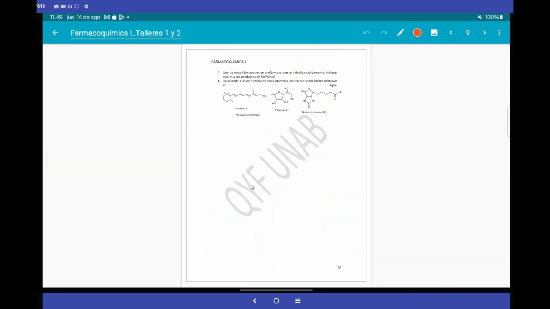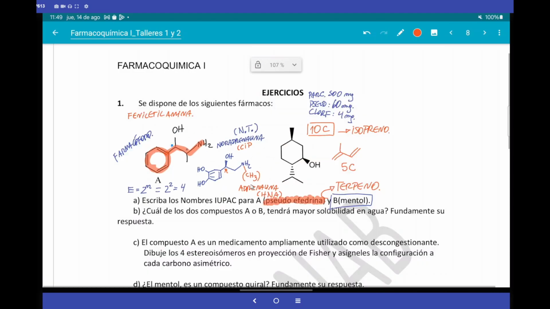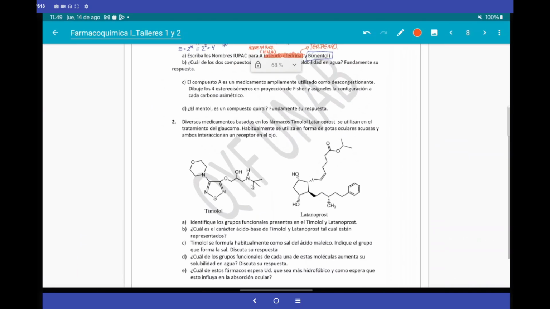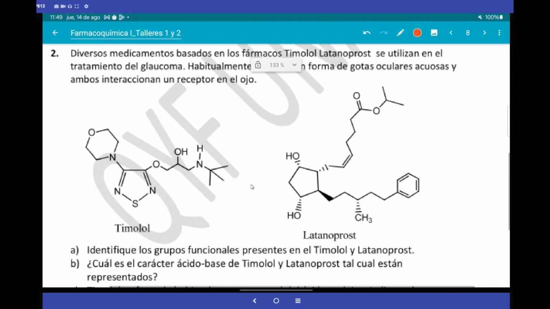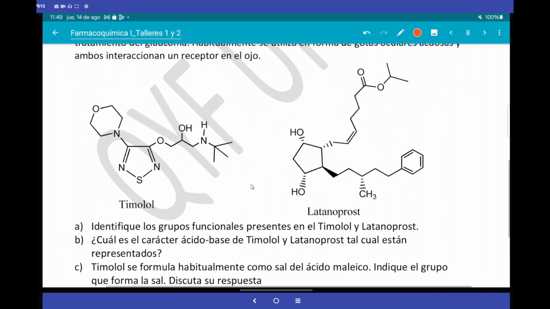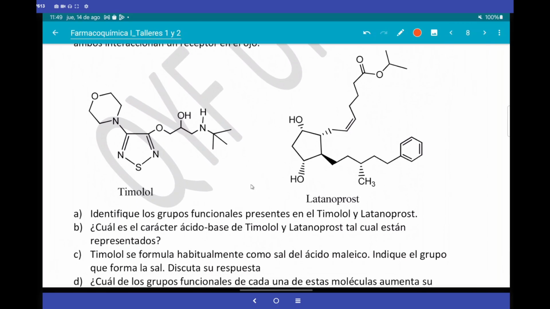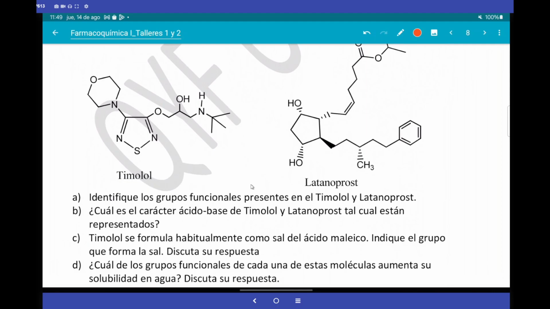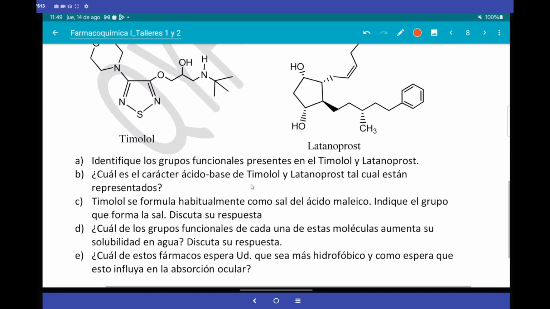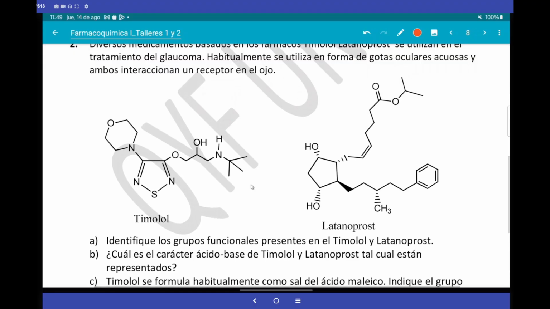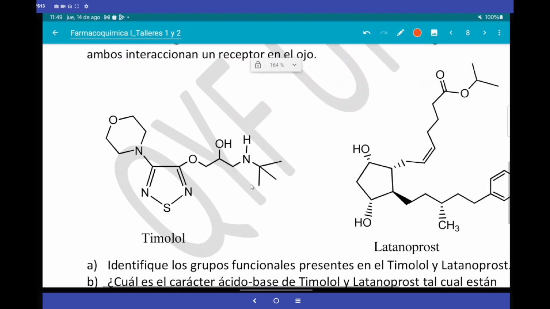We are going to the second problem. And it says, well, identify functional groups, what is their acid-base character, and which increases its solubility in water. We are going there first from the point of view of the functional groups.